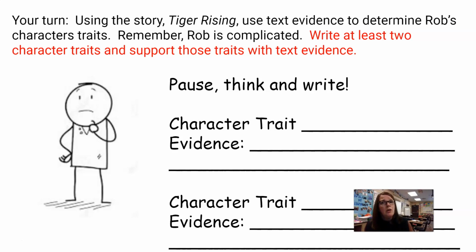Using what we know of Tiger Rising so far, I want you to think of some text evidence that you've heard to determine Rob's character traits. Now remember, Rob is complicated. So I want you to write at least 2 character traits and support those traits with text evidence. Pause, think, and write.